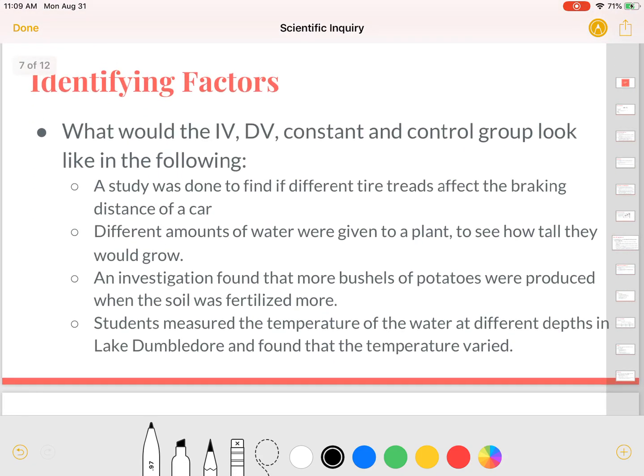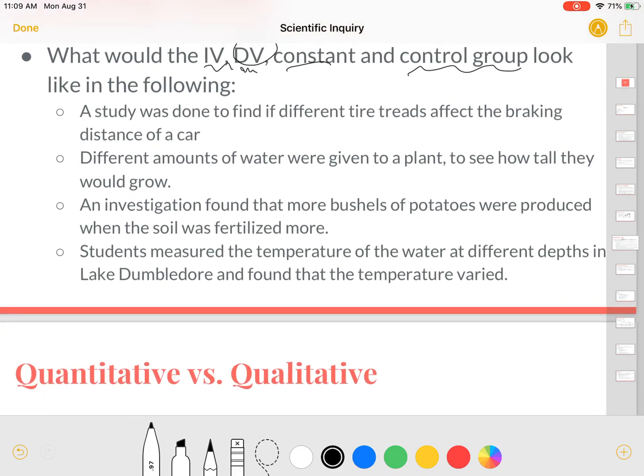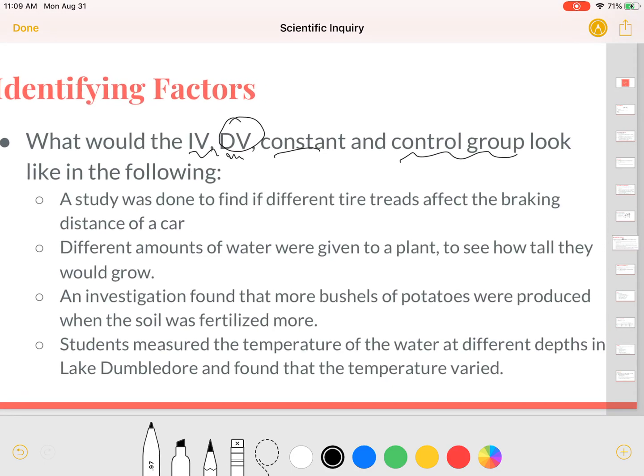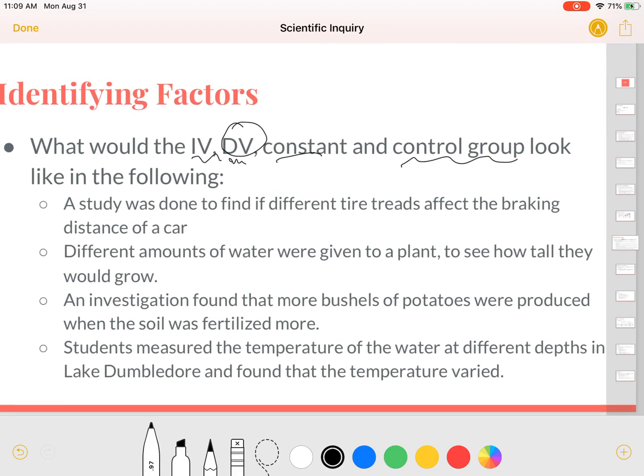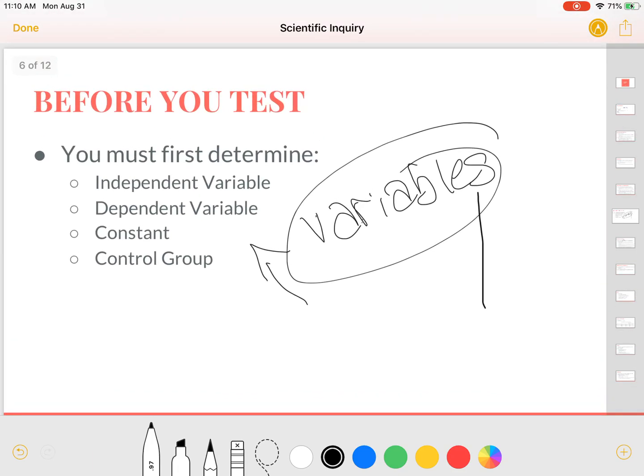Okay, to be able to identify the factors, we have to actually know what we're looking for. I refer to our independent variable a lot as the IV, our dependent as the DV, just to keep it simple and wording shorter. And constants and your control group. These are our different experiments that we're going to look at, but let me go back and explain what each of these things are.